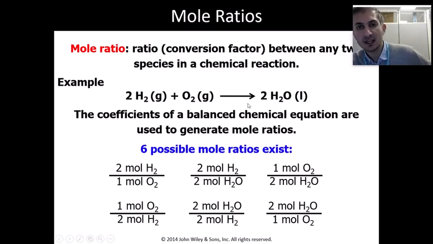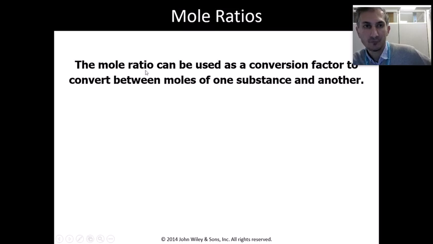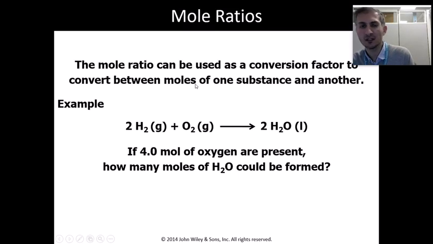And you may write this for any combination of elements, compounds, or in general substances in chemical reactions. So we have this definition: the mole ratio can be used as a conversion factor to convert between moles of one substance and another. We have questions like this. If we have this balanced reaction, and we always need a balanced chemical equation, if 4 moles of oxygen are present, how many moles of H2 could be formed? How many moles of H2?